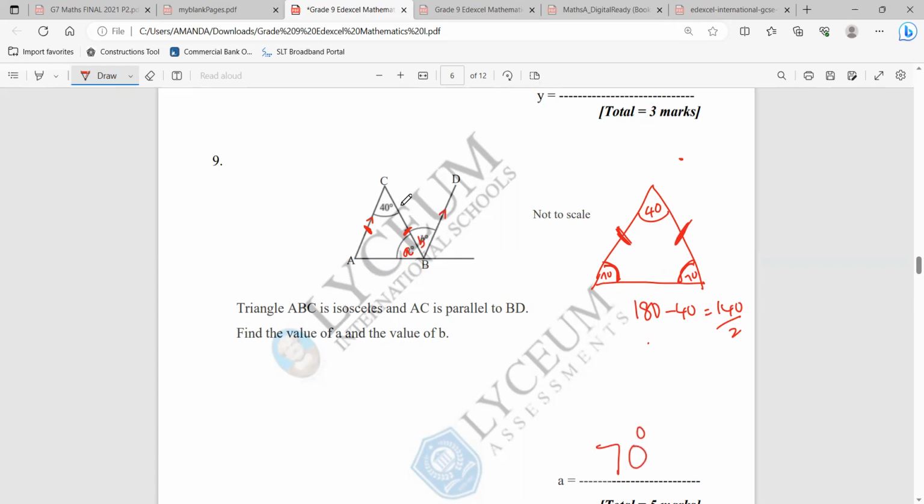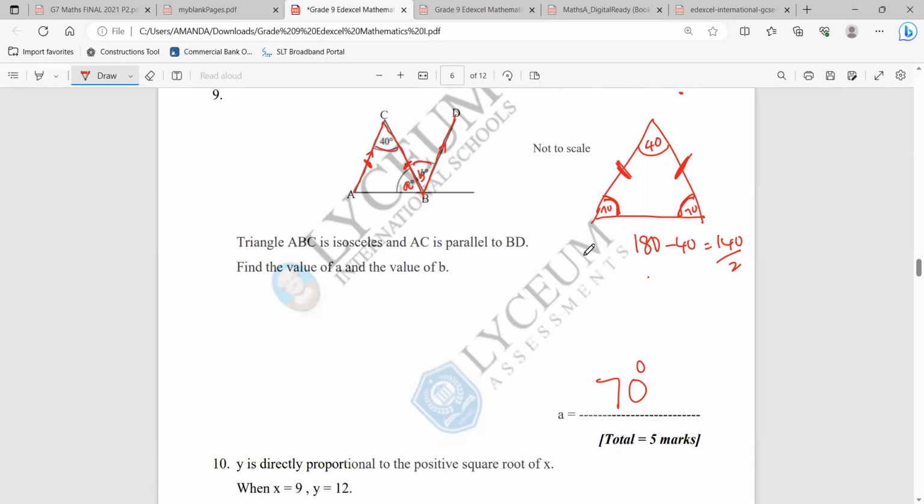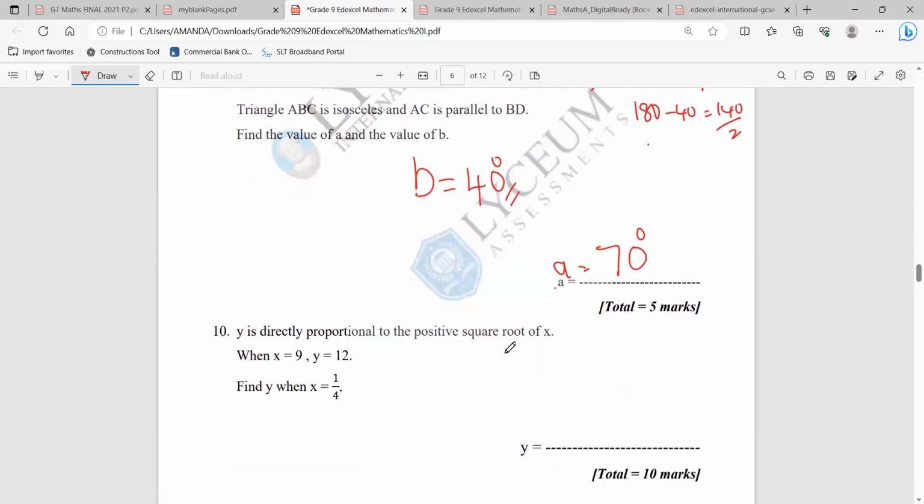And then B, oh, parallel lines. Here is a parallel line, can you see? This is 40, this is 40. B is 40. Why? Alternate angles. So B is 40 and A is 70. So we are done. Now let's move to question 10.